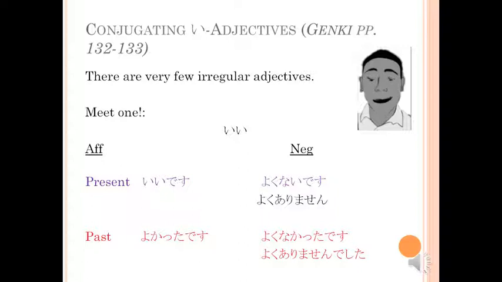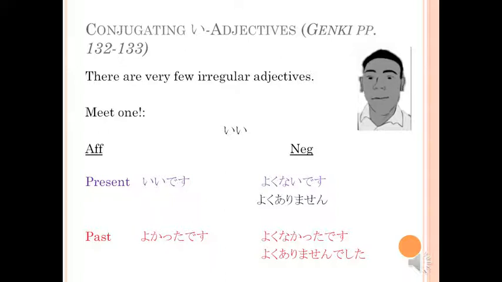As you know, Sensei loves verbs. Unlike verbs, however, there are very few irregular adjectives in Japanese. But here is one that you will definitely need to know. Ii, the adjective for good. Ii conjugates just like any other i-adjective. The stem, however, changes for the present negative and the past affirmative and negative.